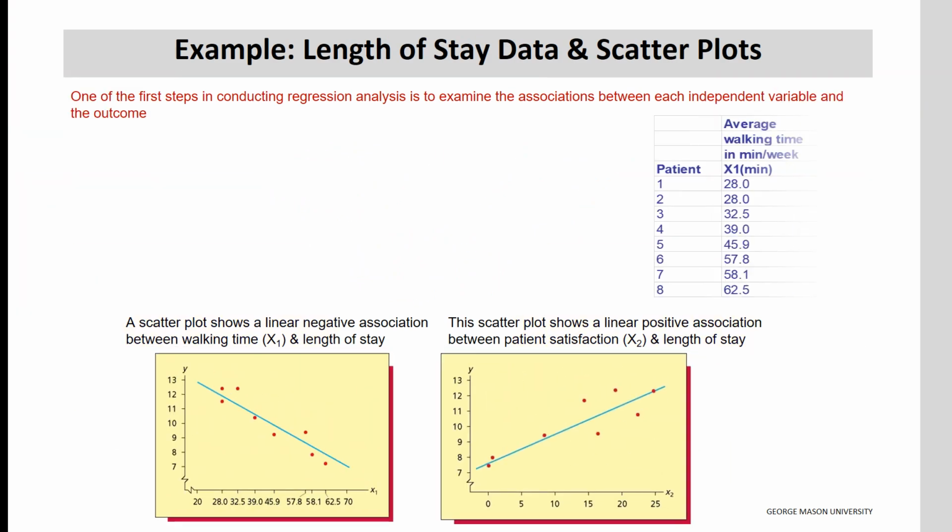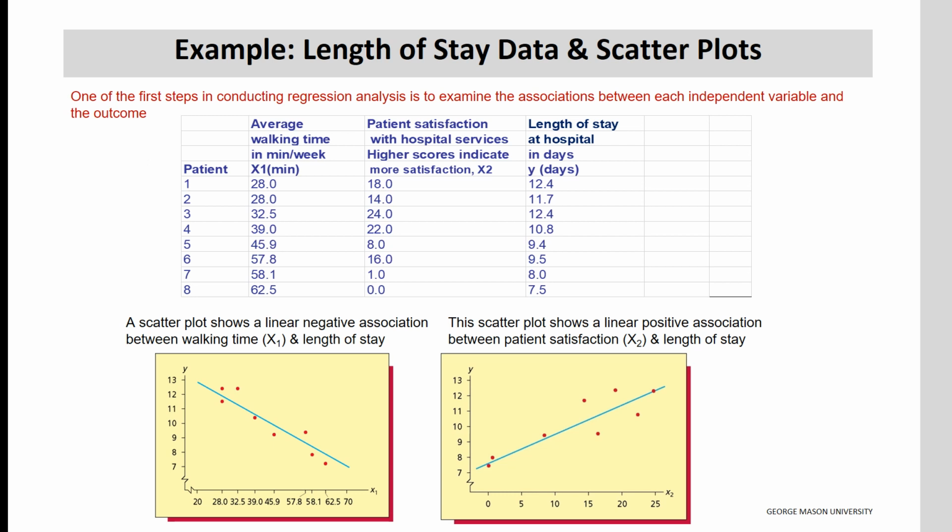In this example, one of the first steps in conducting regression analysis is to examine the associations between each independent variable and the outcome. In this spreadsheet, we see that we have 3 variables for these 8 patients. So we have average walk-in time, we have patient satisfaction with hospital services, and we have length of stay at hospital. We already know the length of stay at hospital is our dependent variable. Patient satisfaction with hospital services and average walk-in time are the independent or explanatory variables.